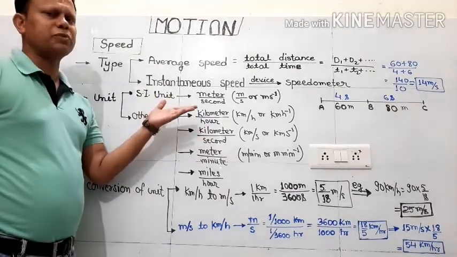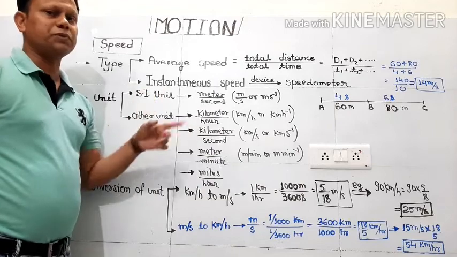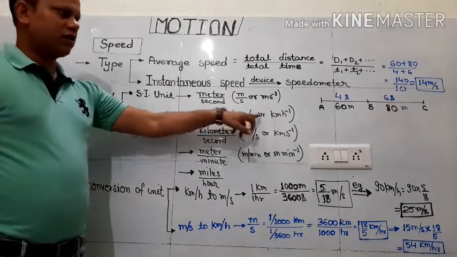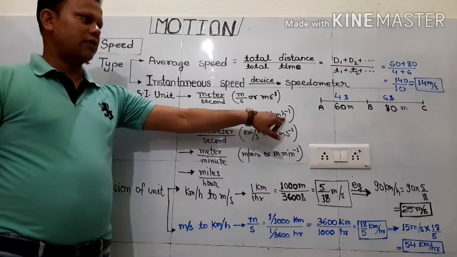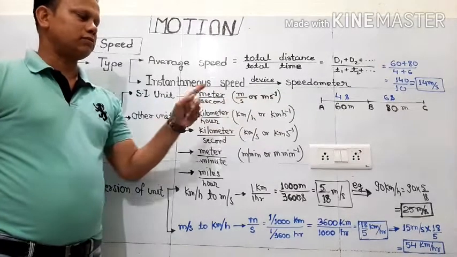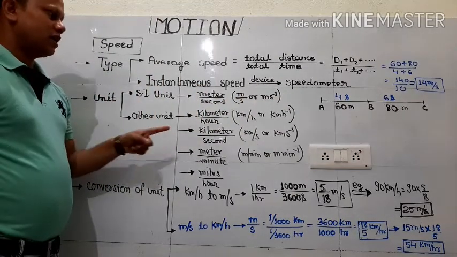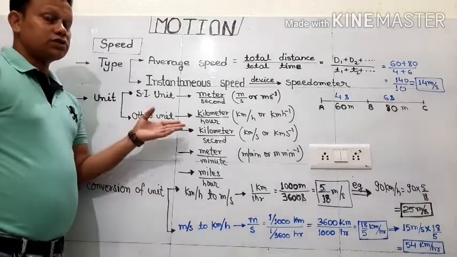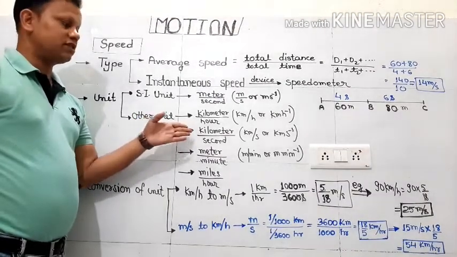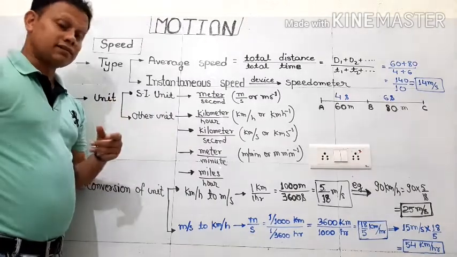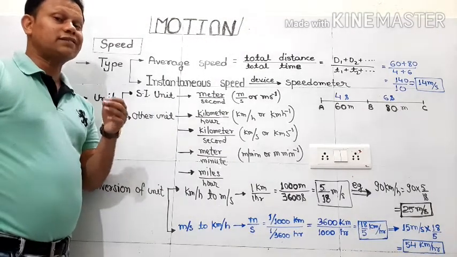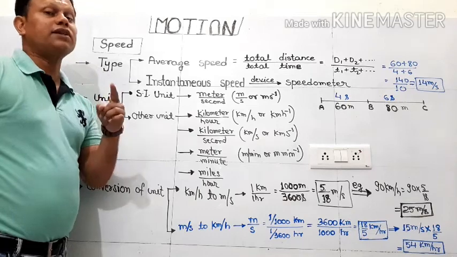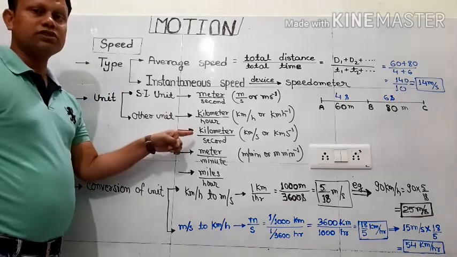Most of the time we express speed in kilometer per hour, like in a speedometer. So kilometer per hour, or kilometer hour to the power minus 1, is the representation. Sometimes you can take kilometer per second also. Many things can travel with such fast speed, like light. In vacuum, light travels 3 lakh km per second, so there we can use this unit.